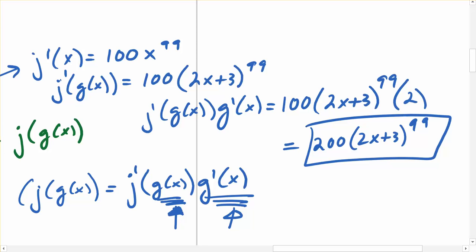You're going to do this so often you're not even going to think about it. You effectively do the derivative of everything on the outside, and you multiply by the derivative of the inside. Derivative of the outside times the derivative of the inside.